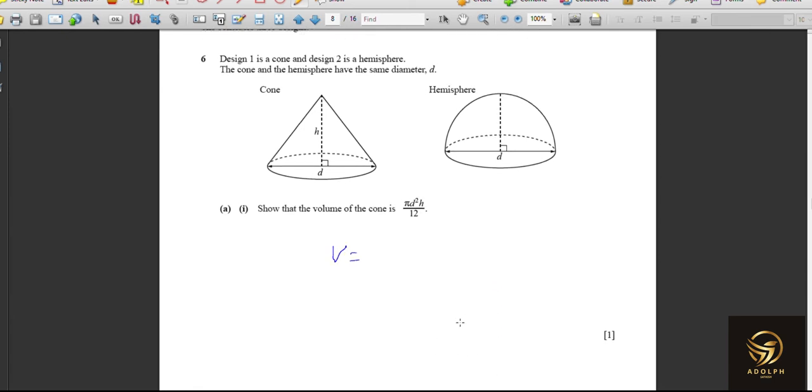So that volume is 1/3 pi r square h is the formula, but r is equal to d divided by 2. So r square is going to be d square divided by 4, into h. And if you simplify it, you'll get the numerator as pi d square h, divided by 12.